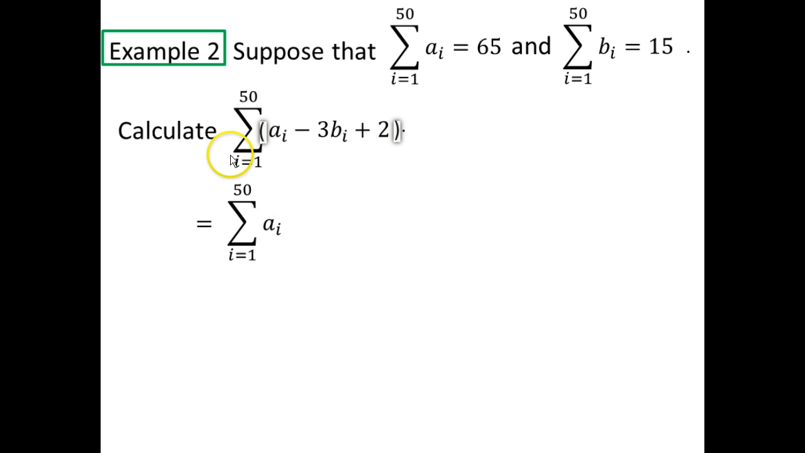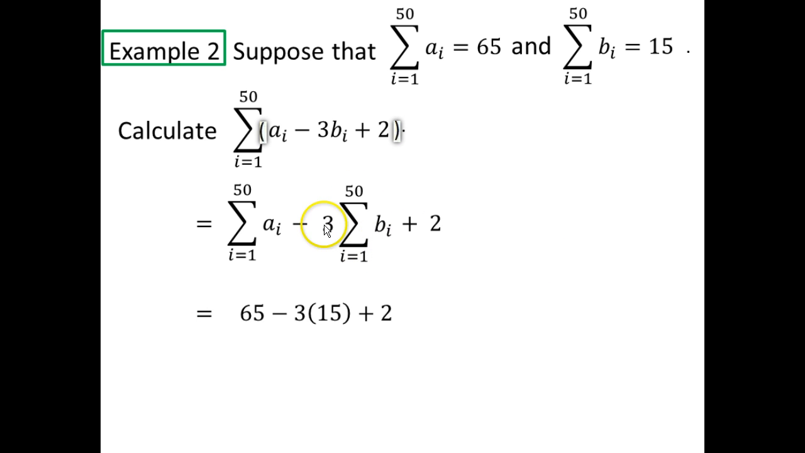Okay, so first we're going to separate it out. So we take the first A sub I, and we can find that sum, and then we'll subtract 3 times the sum of B sub I plus 2. So they told us that A sub I's sum is 65. The sum of B sub I is 15, so 3 times 15 plus 2, and then just do the math and it's 22.